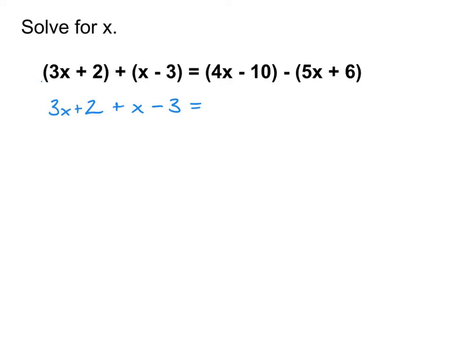Then we're going to do the same thing on the right side. So that first parentheses, the 4x minus 10, again, there's nothing out front of it, so it's going to stay a 4x minus 10. But then this last parentheses, notice there is a minus out front of these parentheses. As such, it is going to change the signs of the numbers on the inside. So that'll become a minus 5x and a minus 6.